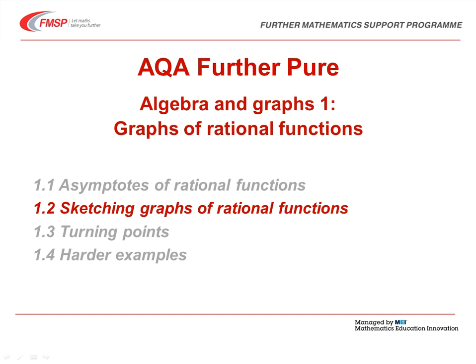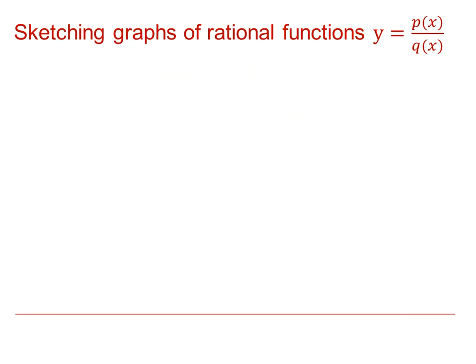This is a video for AQA Further Pure Mathematics, Algebra and Graphs section 1.2, where we're looking at sketching graphs of rational functions. In the first video we discussed what we mean by a rational function. This is one where we have p of x over q of x, where p and q are both polynomials. So there's a series of steps we need to go through to sketch a graph.